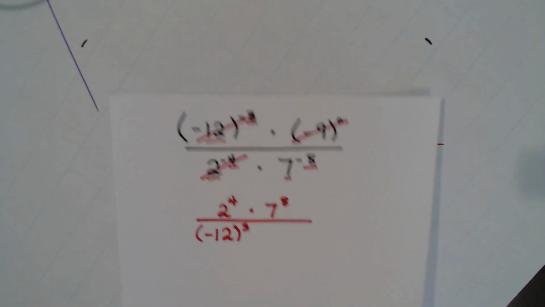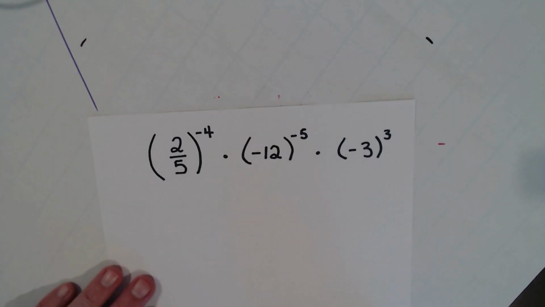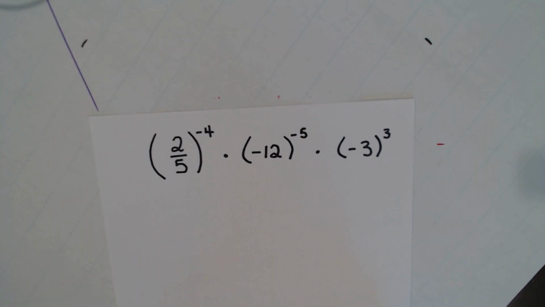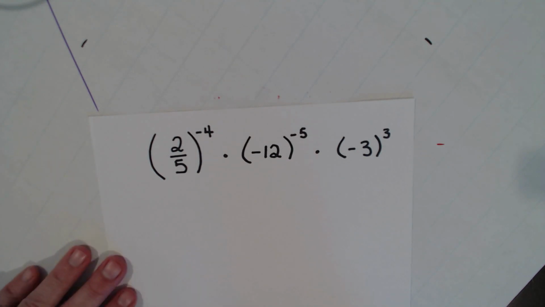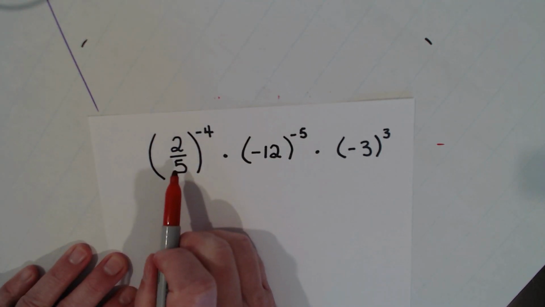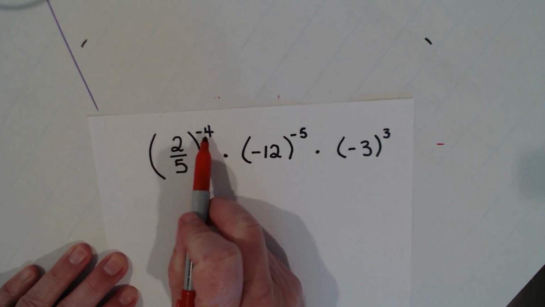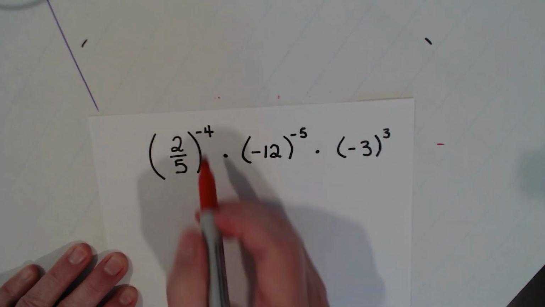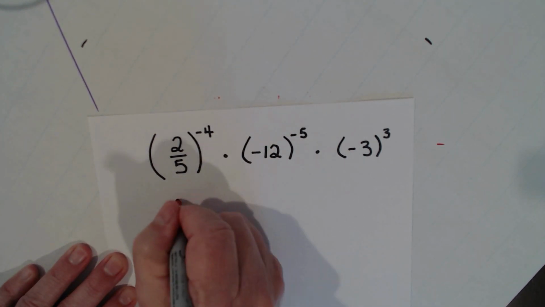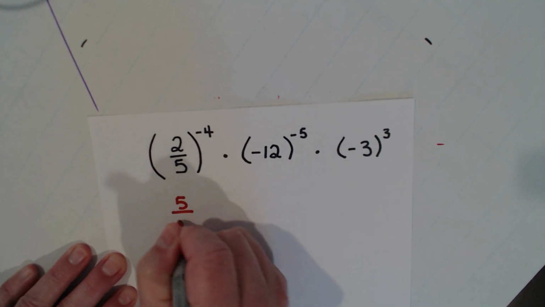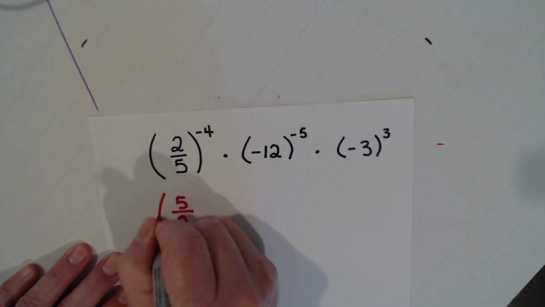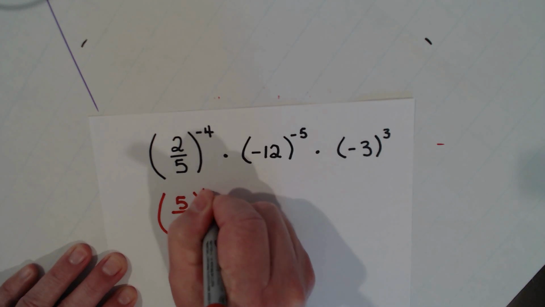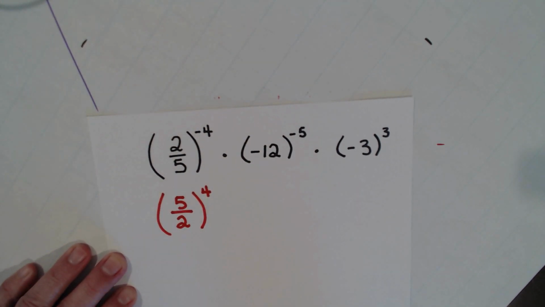And the very last one, number 12. I'm going to have to determine what is going to be in the top and what's going to be in the bottom. I'm going to start off with this fraction right here that has a negative exponent. My rule is I need to flip that fraction and change the sign of that exponent. So let's do that. 5/2, and once I flip it, to the 4th power.